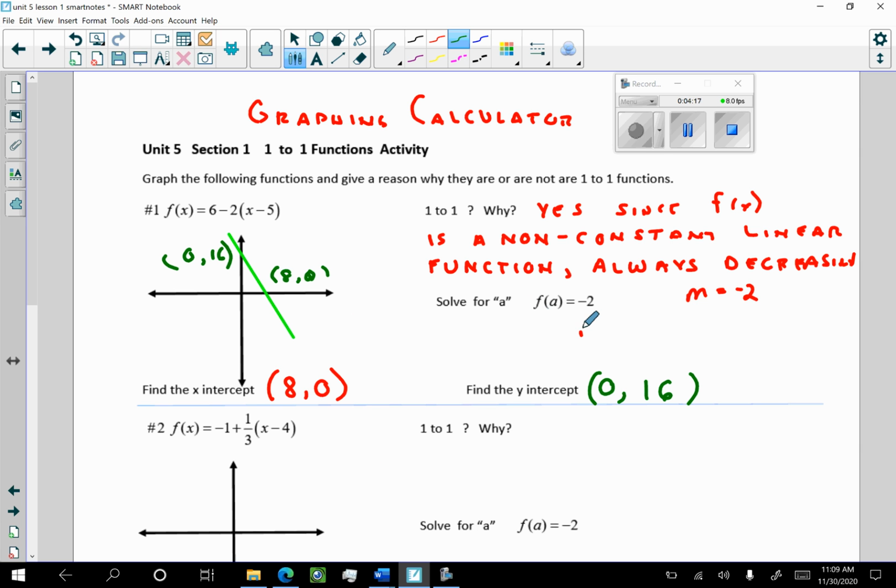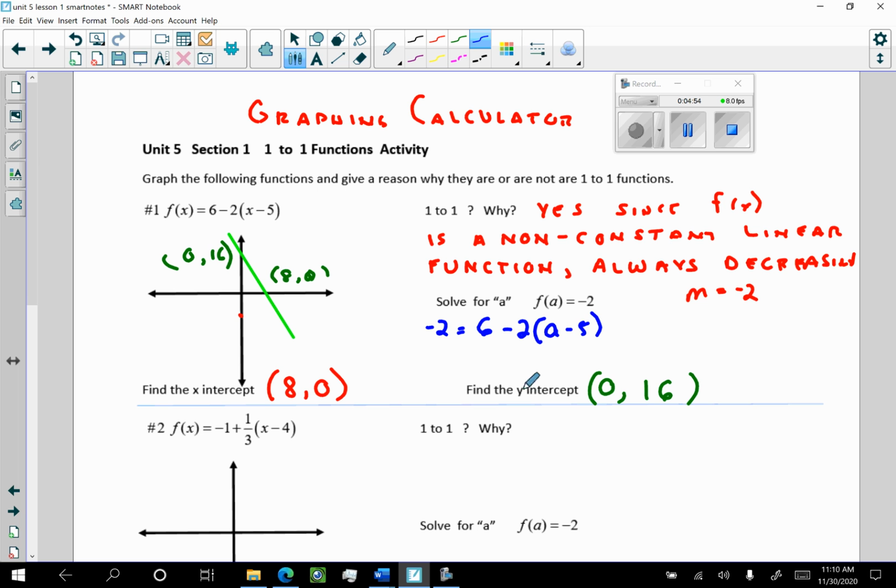Now I want to solve for A. I want to find out what input maps to -2. Well, -2 is going to be down here somewhere, so that number is going to be whatever A is. It looks like it's going to have to be greater than 8. Let's see if it is. I want the output to be -2 and the input to be A. So I have -2 is equal to 6 minus 2 times A minus 5.